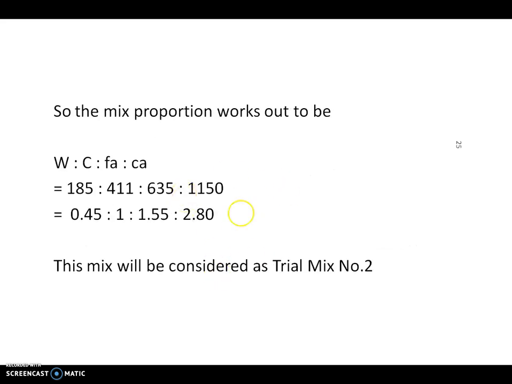So here is the mix proportion range. W is to C is to FA is to CA, that is the quantity of water, quantity of cement, quantity of fine aggregate, quantity of coarse aggregate we can calculate. Here 185 shows the quantity of water, like that 1150 shows the quantity of coarse aggregate, and this is the ratio. This is the first trial.